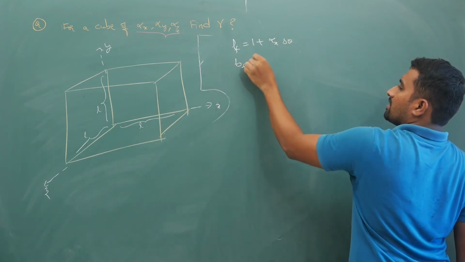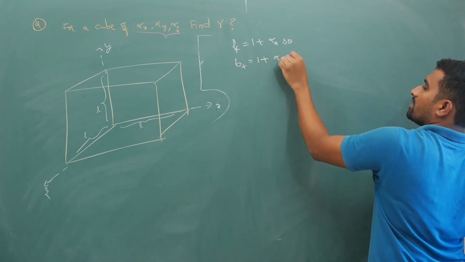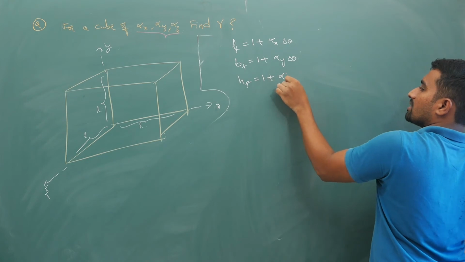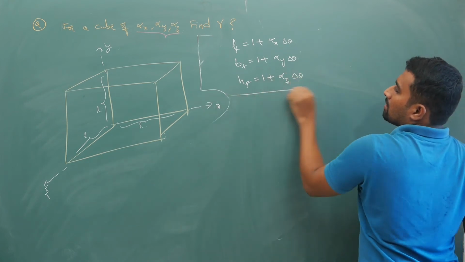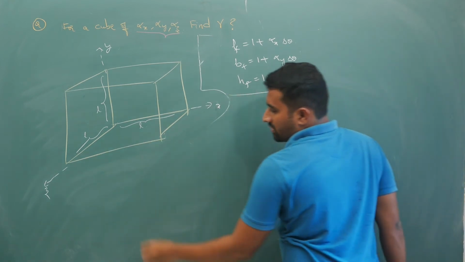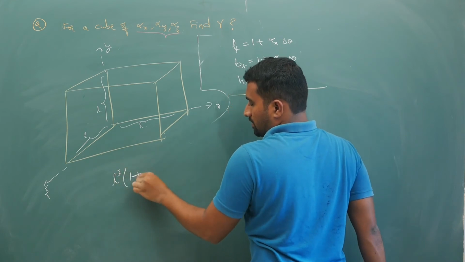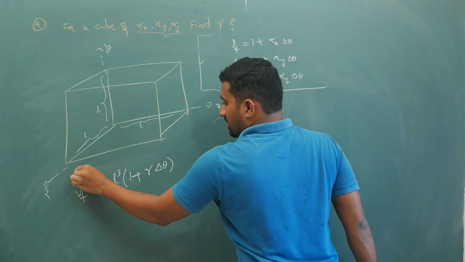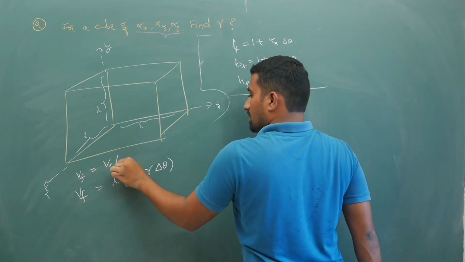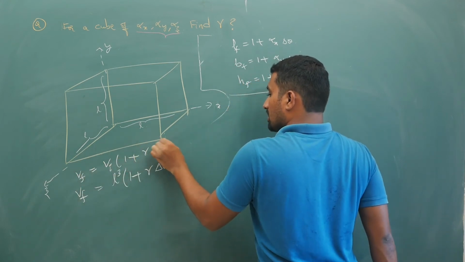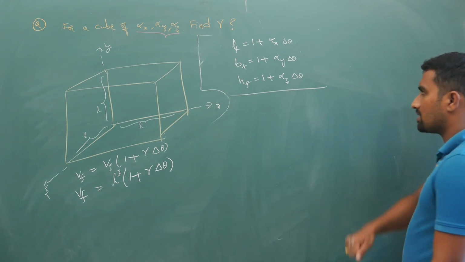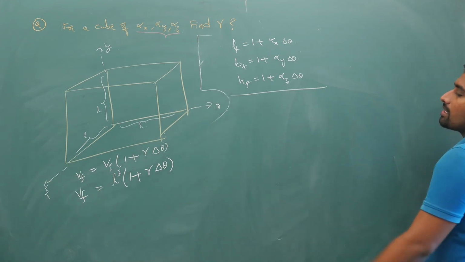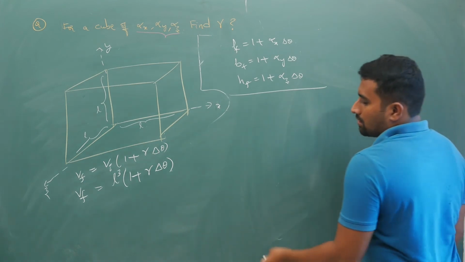Your breadth final is 1 plus alpha y into delta theta. Height final is 1 plus alpha z into delta theta. For cube, volume is L cube times 1 plus gamma into delta theta is V final. V final is V initial times 1 plus gamma into delta theta. So L cube times 1 plus gamma, and then you have to actually take LBH, but that becomes lengthy.